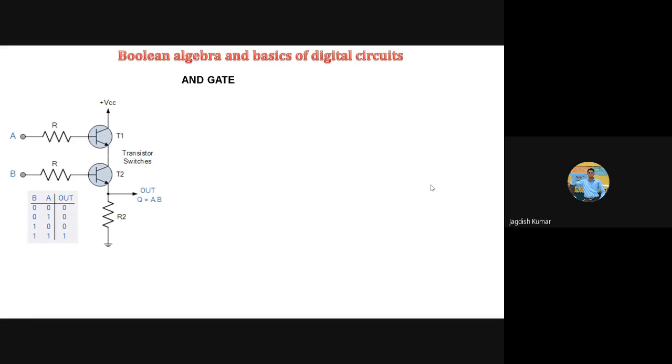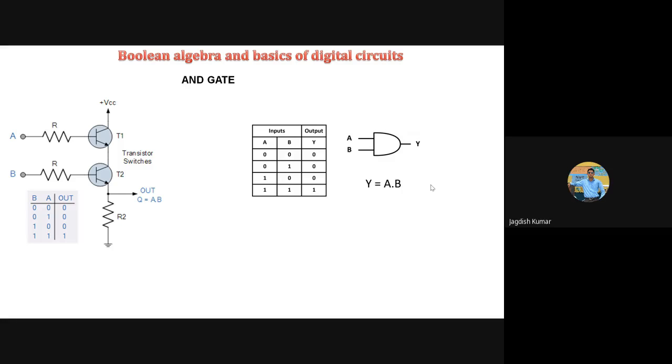So, the second basic gate is the AND gate. I hope you have already done this, but okay, the second basic logical gate is the AND gate. So sometimes we may be required to do an AND operation. And what is the AND operation? If we look in terms of the truth table, and this is the circuit symbol for the AND gate.